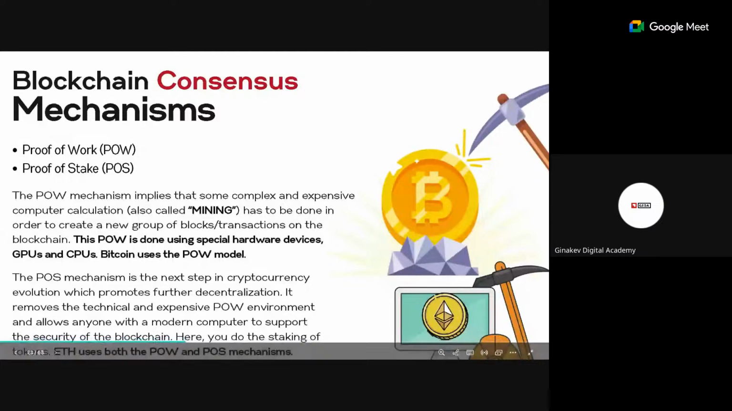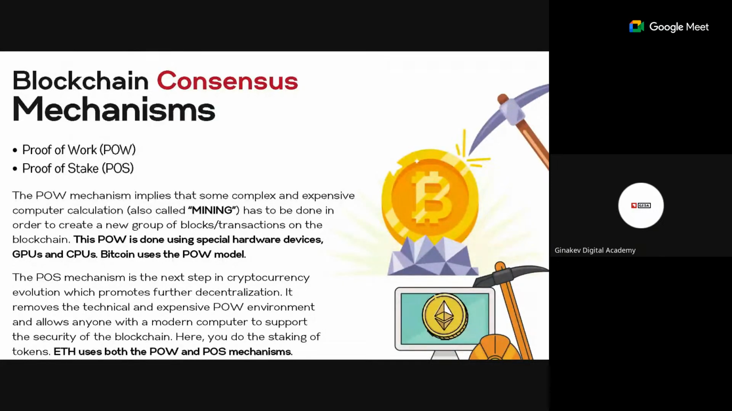Proof of what? Stake. So now proof of stake is, according to what they wrote here, they said it is the proof of stake mechanism is the next step in cryptocurrency evolution, which promotes further decentralization. It removes the technical and expensive proof of work environment and allows anyone with a modern computer to support the security of the blockchain. Here, you do the staking of tokens.